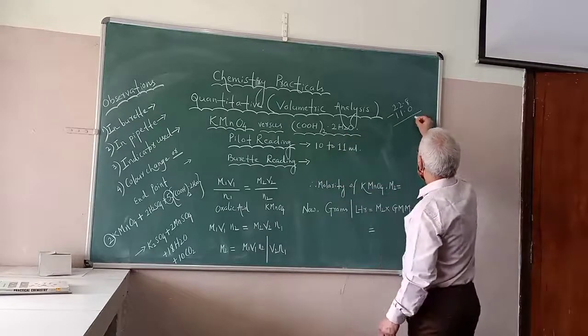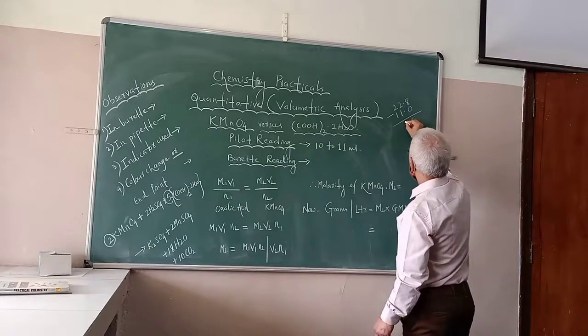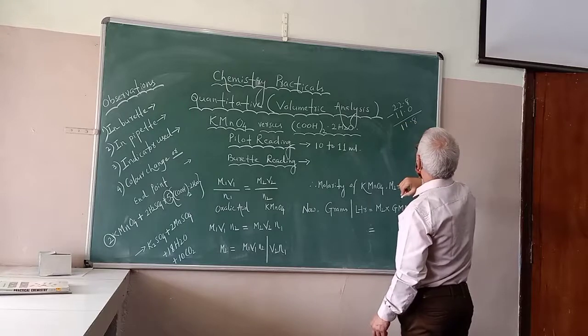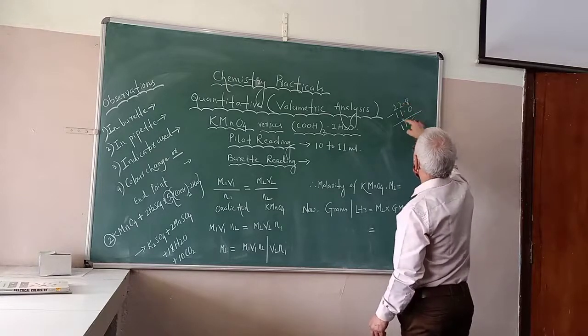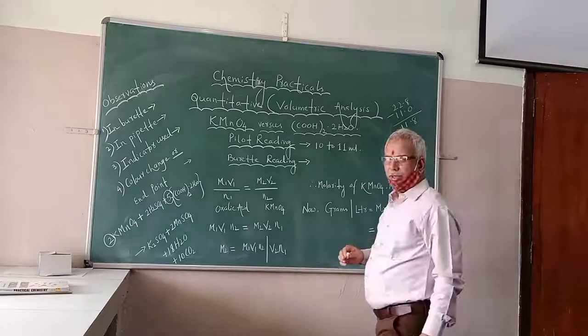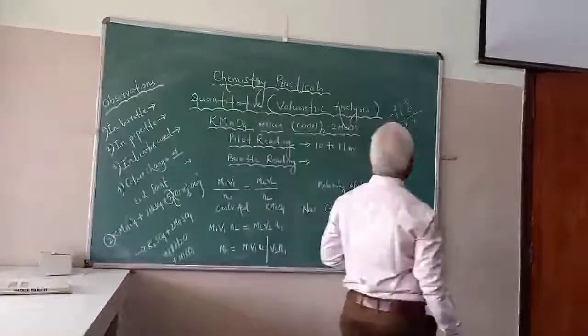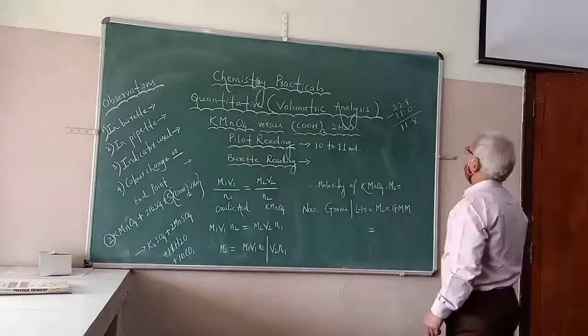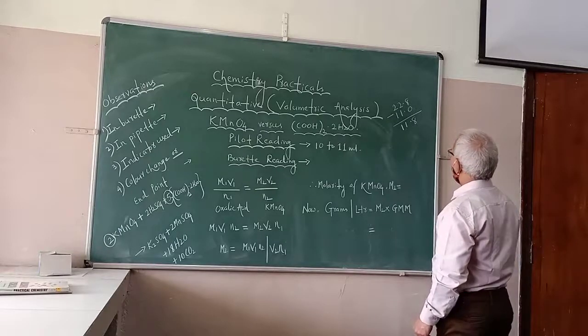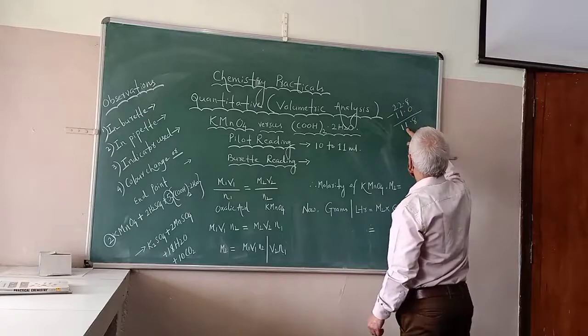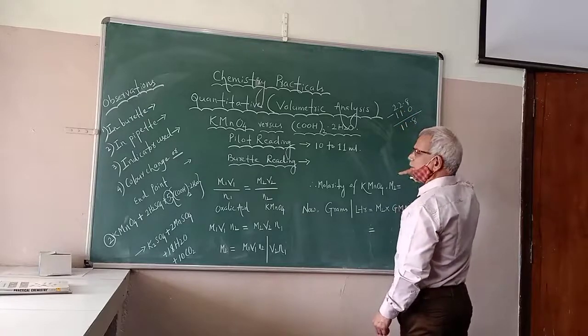So let me check the subtraction. The final reading was 22.8 and initially it was 11, correct? Yes, it is correct. So then what is my direct reading?